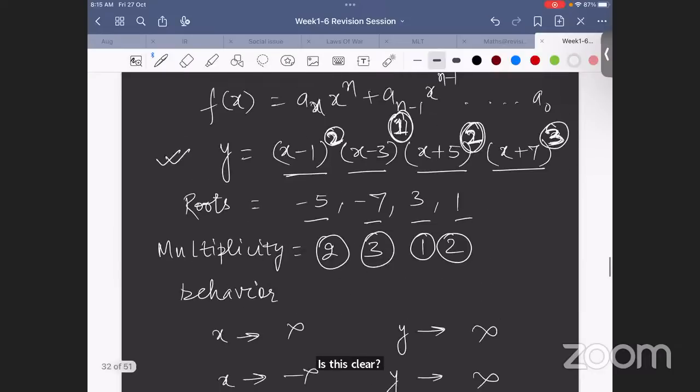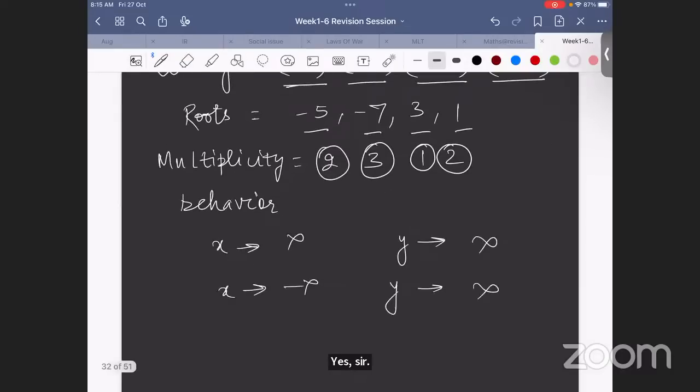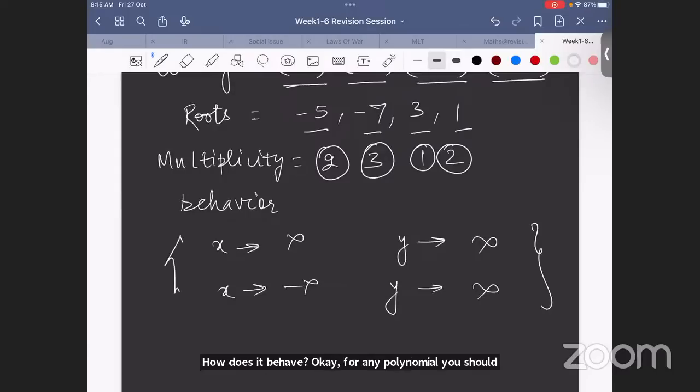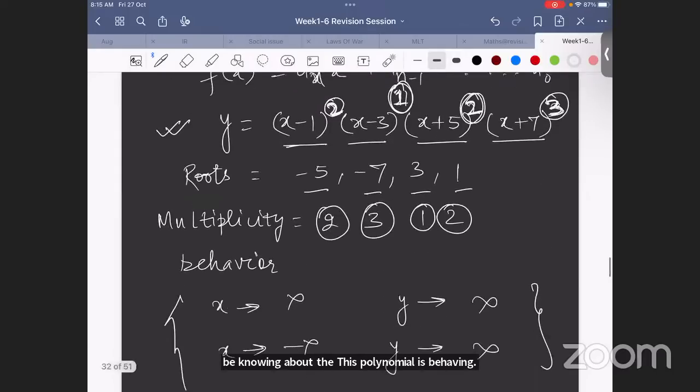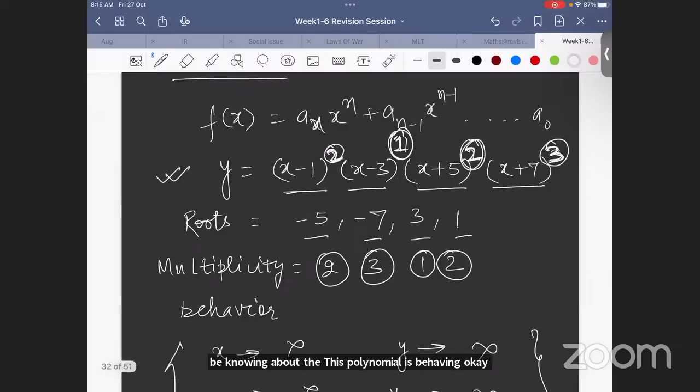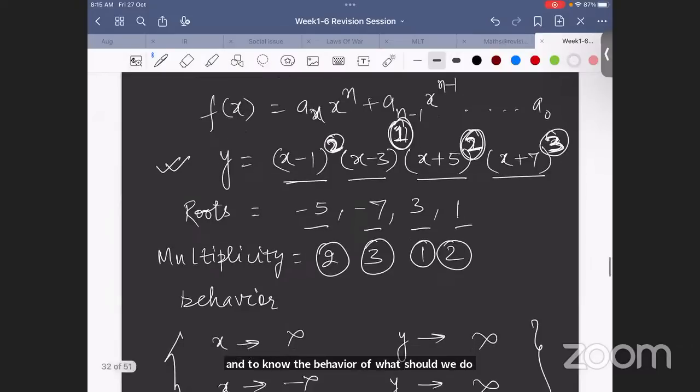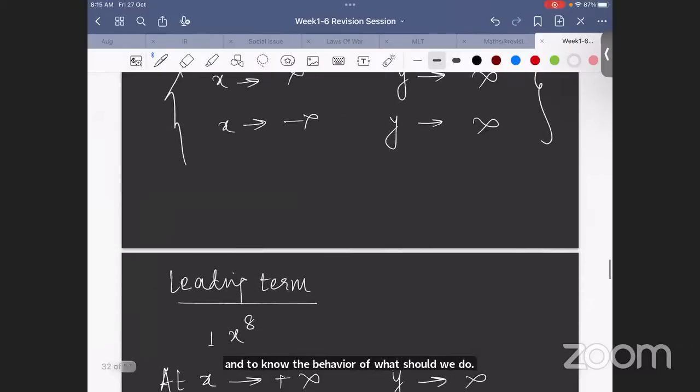Now, for any plot, the first important thing is you should be knowing how it behaves. For any polynomial, you should know how this polynomial is behaving. To know the behavior of a polynomial, what should we do? If you have to plot any graph, the first thing you should know is how it starts and how it ends.